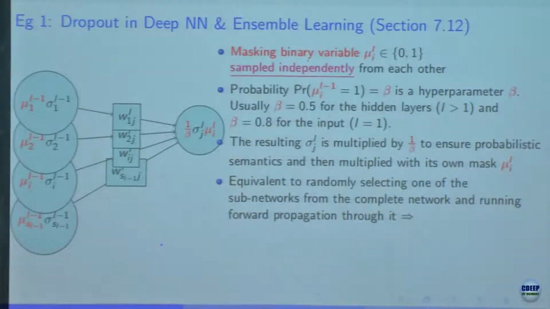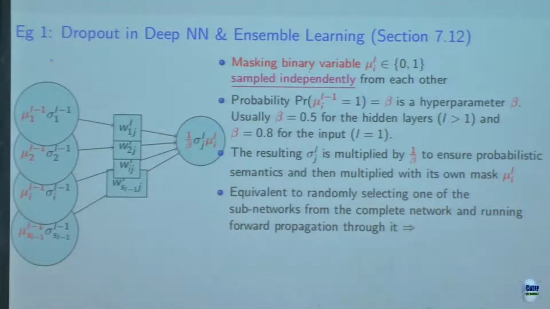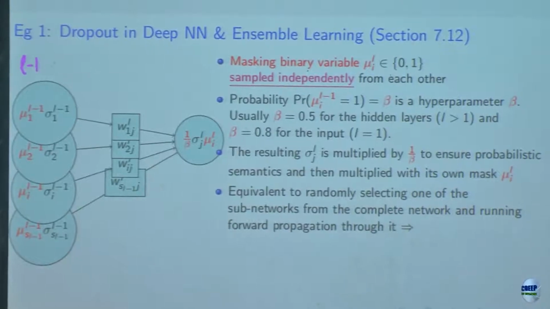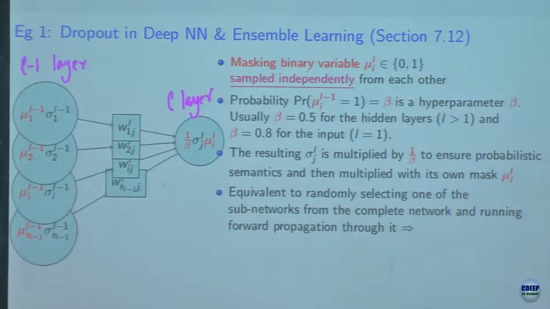Let's quickly discuss what dropout does in deep neural networks. As a first example, I've referred to the section of Yoshua Bengio's book. What dropout does is say, I'm going to mask away certain activation units. I've just shown a small snapshot of the connections from the L-1th layer to the Lth layer in a deep network. Using a random variable, a binary mask variable mu, you have these mask variables sampled independently from each other.